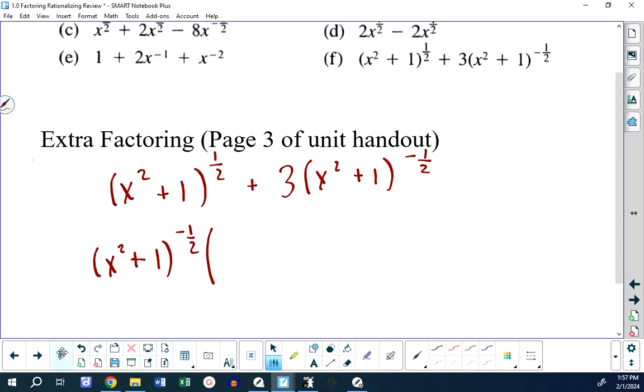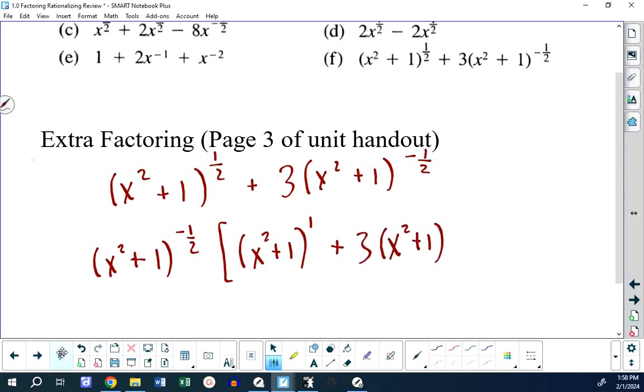What do I have left? In this large set of brackets, I'm going to have x squared plus 1 raised to an exponent that when added to the negative 1/2 on the common factor gives me positive 1/2 on my starting term. And that's 1. Plus 3, and again, if you choose to write x squared plus 1 to the 0, that's great. You don't have to. You could just write 3.